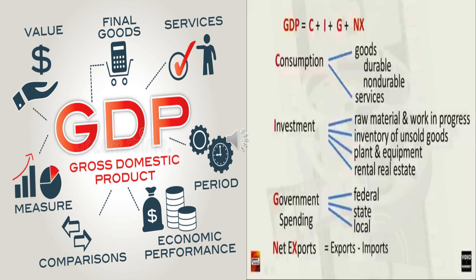Definition of GDP: the GDP is the market value of all the final goods and services produced in the country during a time period. So goods and services, we already saw an example.